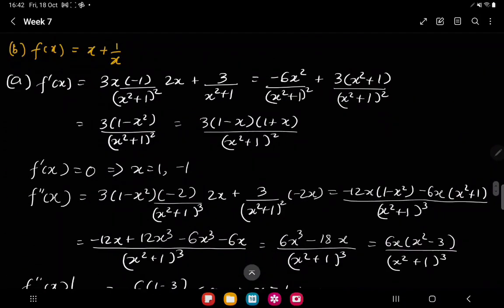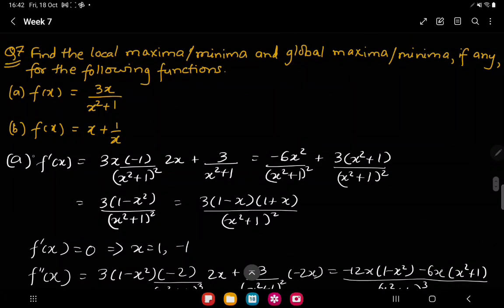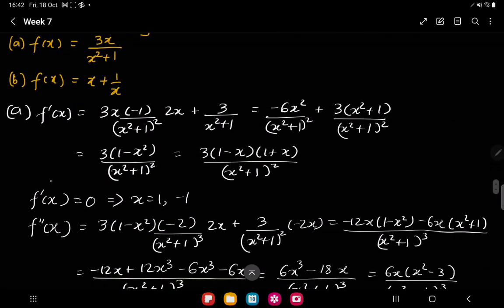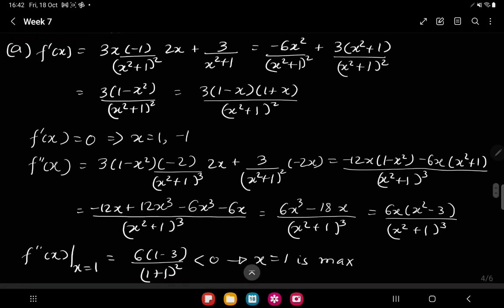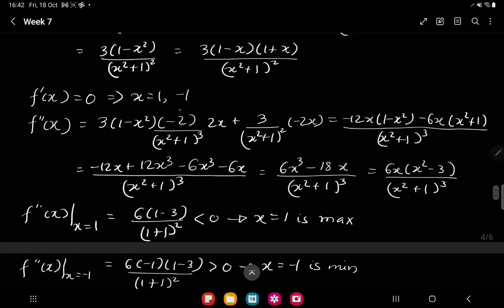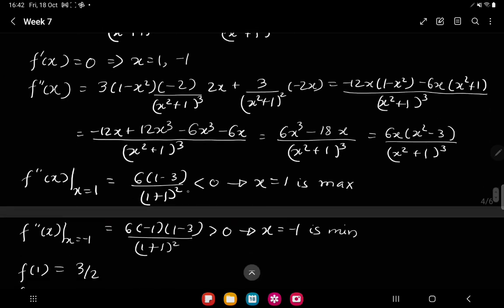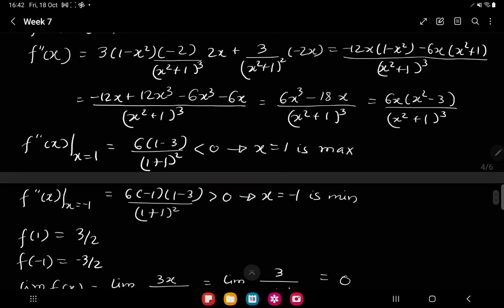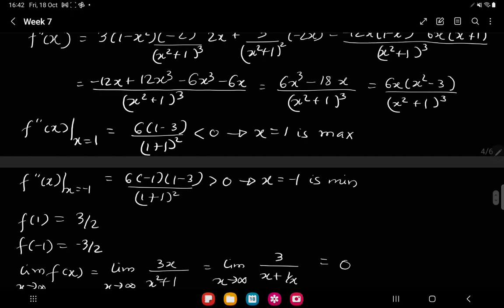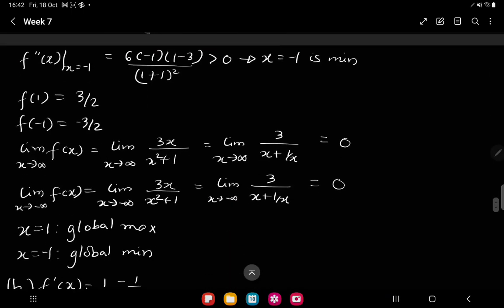Finding local maxima: you take the function, you find the derivative of the function, you set the derivative equal to 0 and find the roots. Then you find the second derivative and at the values of these roots where the first derivative is 0, you find the sign of the second derivative. If it is negative, then it is a maxima. If it is positive, then it is a point of minima.